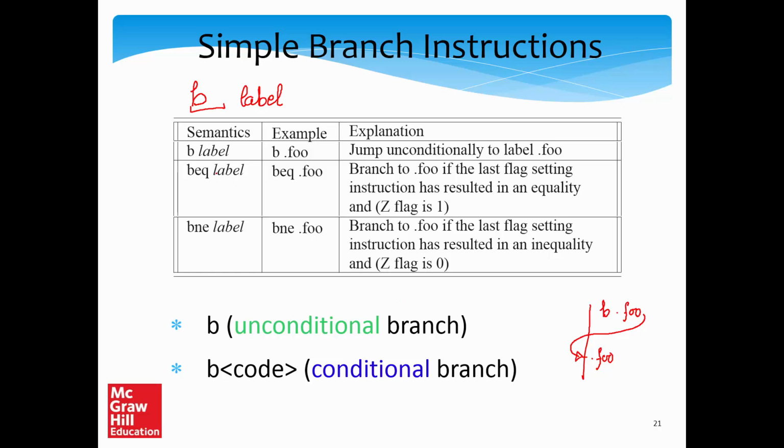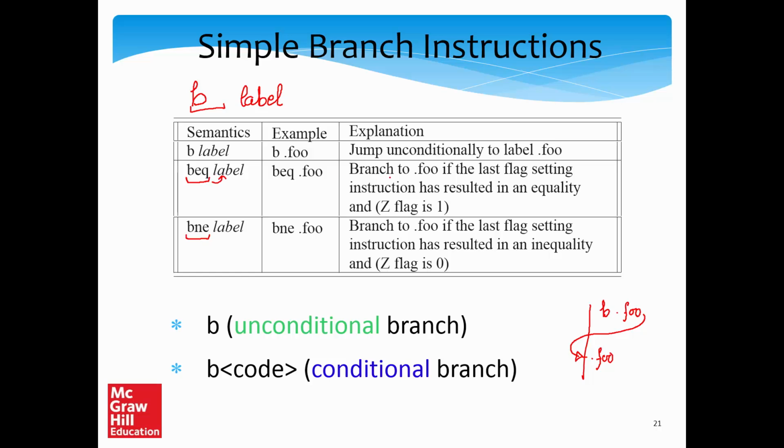The basic and the simplest instruction is an unconditional branch, B. An example would be b .foo, which would jump unconditionally to label .foo. Similar to simple RISC, we have BEQ, branch if the flags indicate equality, and BNE, branch if the flags indicate inequality. What I mean by flags is that the last instruction that set the flags should have concluded that both the values given to it are equal. Only on that condition would this particular branch actually branch to this label.